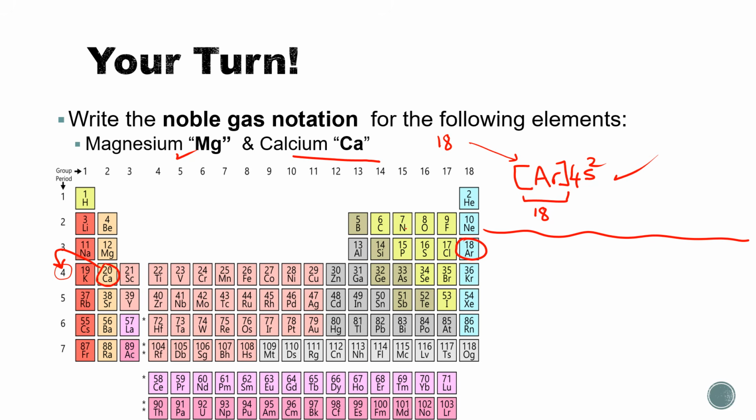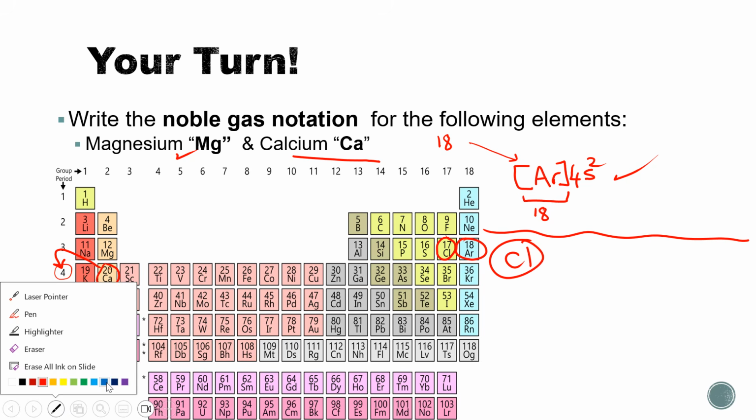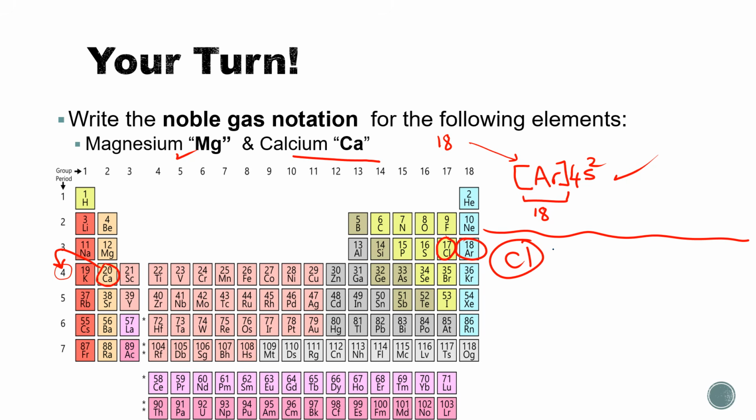Let's take something else. For example, let's take Cl. Okay, so let's draw the one for Cl. So what is the noble gas notation of Cl? Look at the period. Cl is in period 3, and the noble gas that comes before it is Ne. So draw Ne here and put s, right? And it's in period 3, Cl, so we put 3.